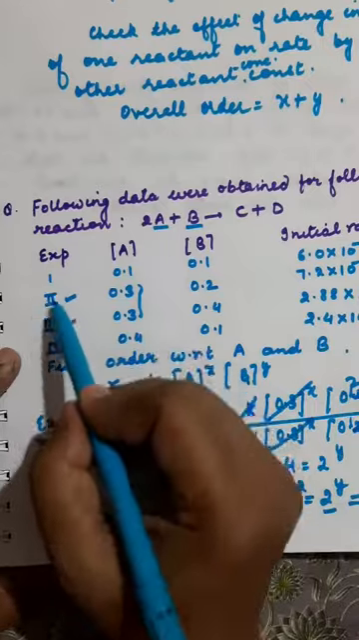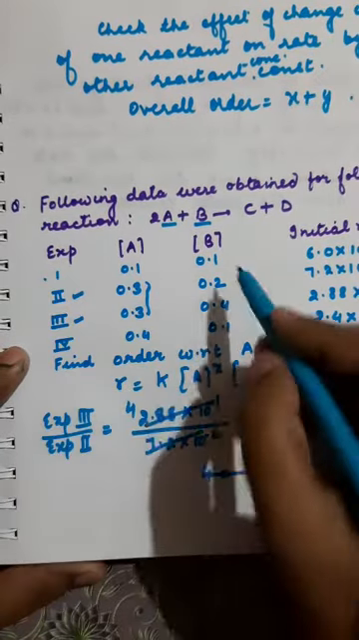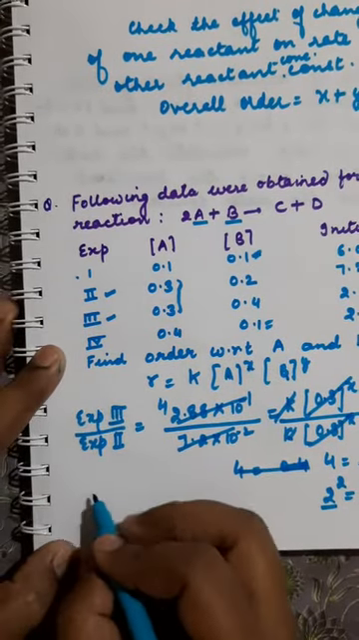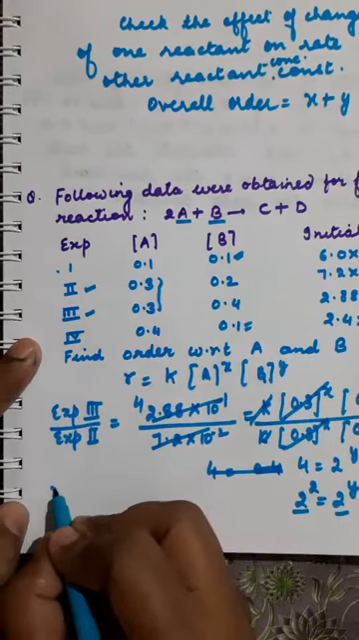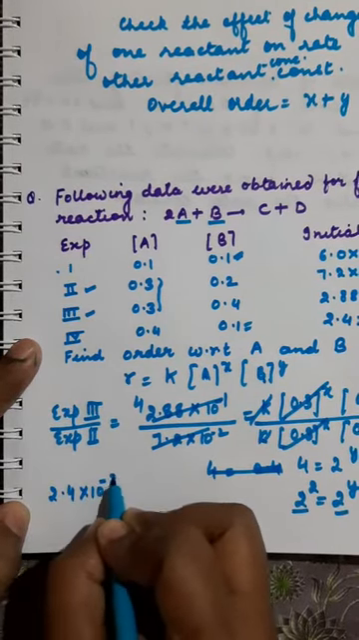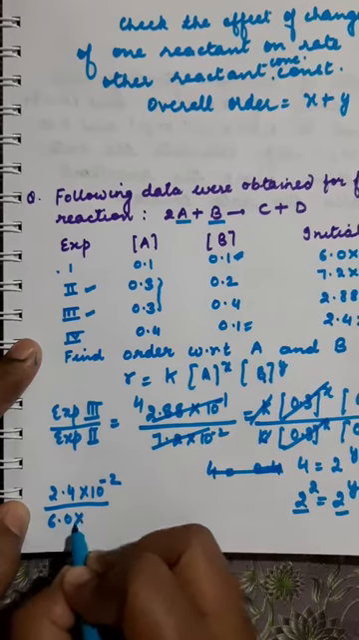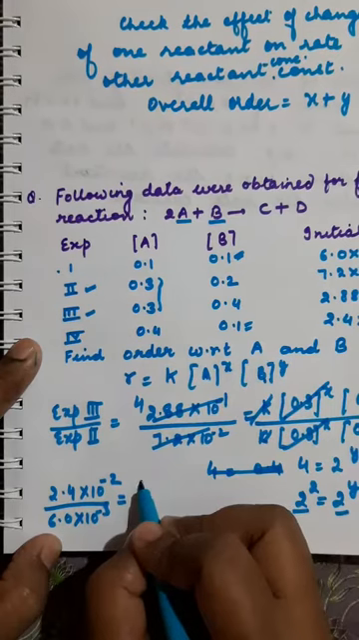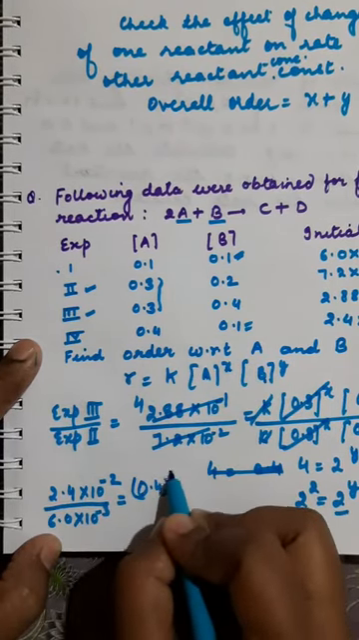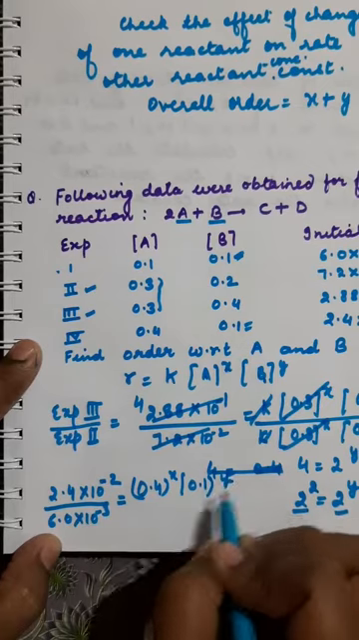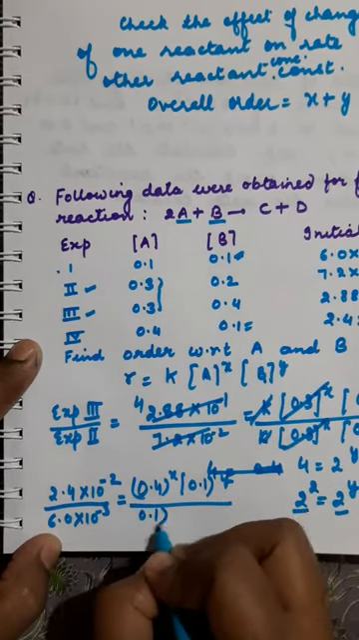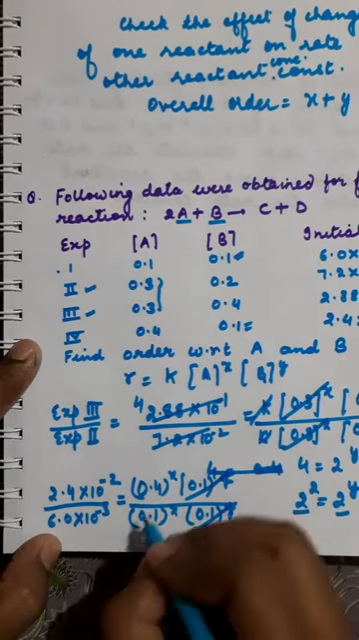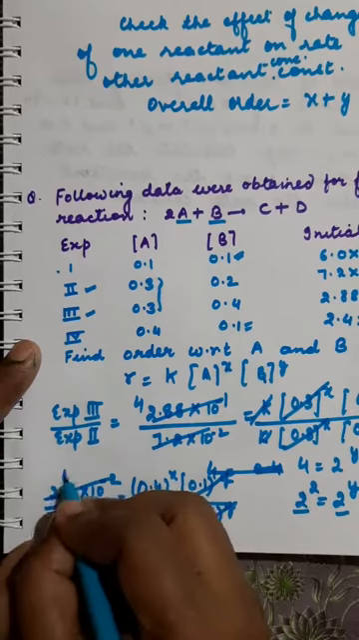We will take first and fourth. In first and fourth the concentration of B is the same, 0.1. So experiment first and fourth. We will write the values 2.4 into 10 power minus 2 upon 6.0 into 10 power minus 3 is equal to 0.4 to the power X, 0.1 to the power Y upon 0.1 to the power X, 0.1 to the power Y. This will get cancelled out. It will be 4 times.